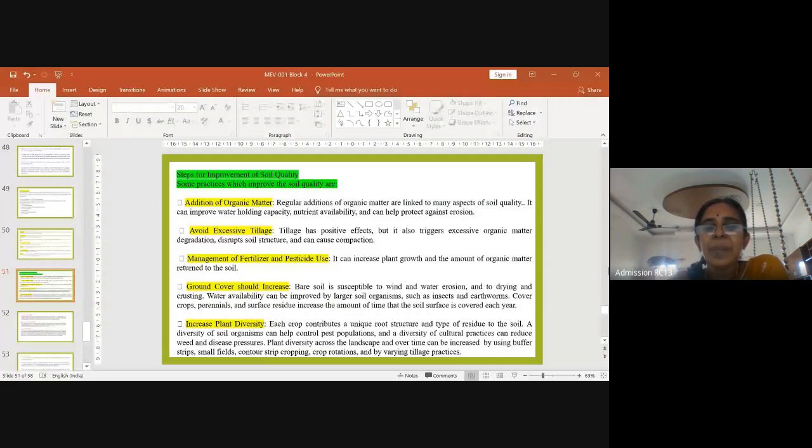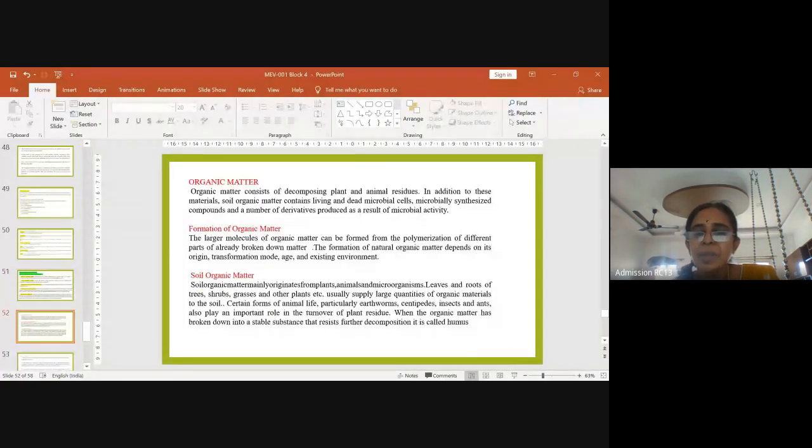So the organic matter is nothing but the dead and decomposing organic matter, the dead animals, plants, then the twigs, branches, and some of the animal excreta. All these together we call it as the organic matter. So the soil organic matter originates from plants, animals, and microorganisms.